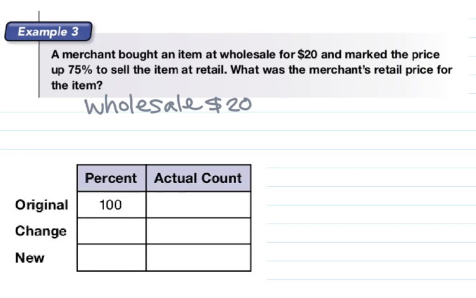They're able to buy items in bulk at a low cost, and then they can sell it to you at a higher cost. And that's how they make their money. So they bought an item at wholesale for $20, and then they marked up the price 75%. And so here's our question. What is the retail price for the item? And retail, that's a vocabulary word. Retail is like the price that you're going to pay when you go to the store.